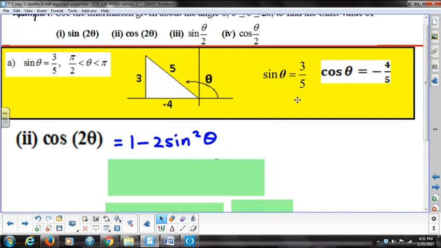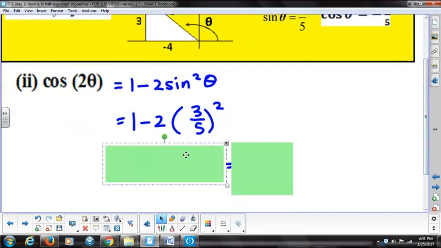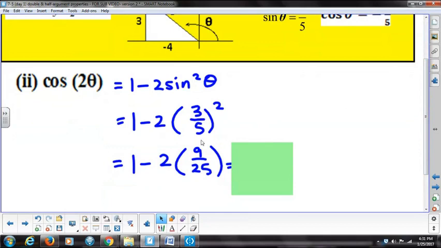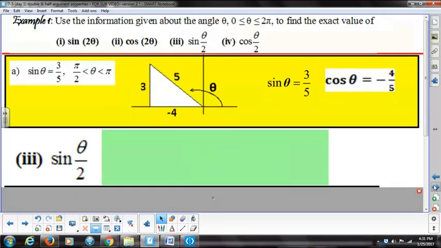So sine of theta is 3/5. So when you substitute that, make sure it's 2 times 3/5 quantity squared. Okay, and then you multiply all that out. 3/5 squared is 9/25. And then you're going to subtract those and you're going to get 7/25. So those are the 2 double ones. The double ones are easier, I think.